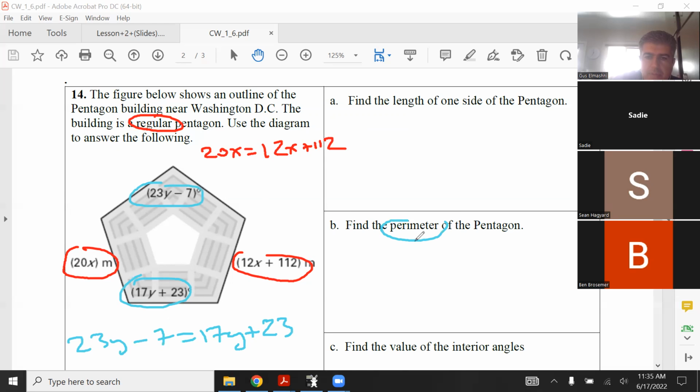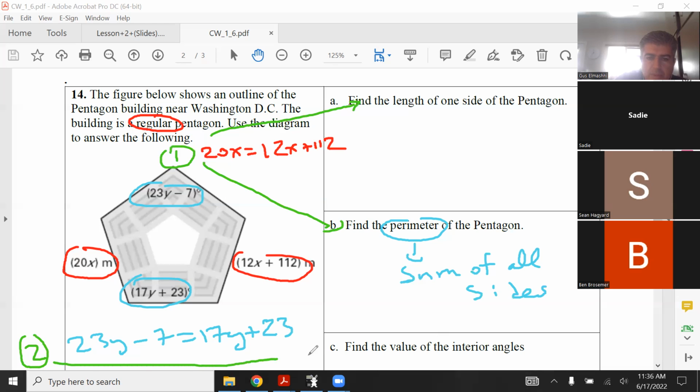Perimeter, just so you know, is the sum of all sides, in case you forgot. And then interior angles, just the measure of each angle, and the length of one side. So go ahead and work those out. You have to solve 2 equations. You have to solve this equation right here and this equation right here. This will help you figure out that question and that question, and this will help you figure out that question. I'll give you a couple minutes to work that out, and we'll check in.